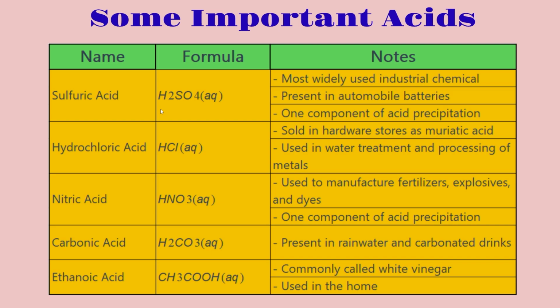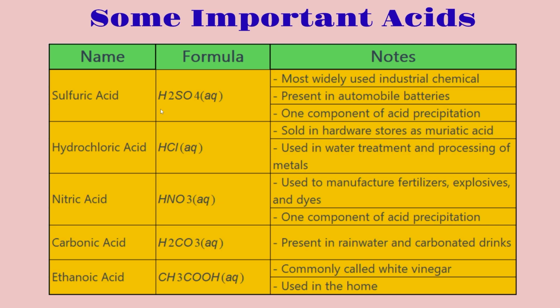Some notes on sulfuric acid: it's most widely used in industrial chemicals, and it's present in automobile batteries. It is one component of acid precipitation. This is a really common one. For our next one, we have hydrochloric acid, and the formula for this is HCl. You can see that there is another hydrogen ion there. Some notes for it: it is sold in hardware stores as muriatic acid, and it's used in water treatment and processing of metals.